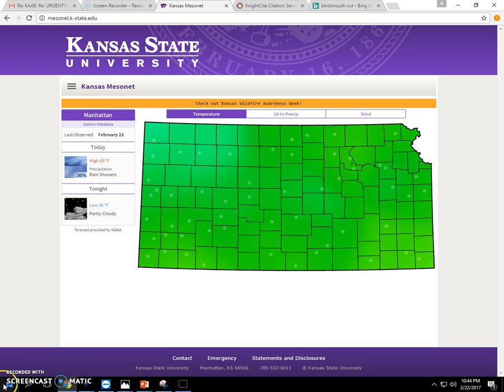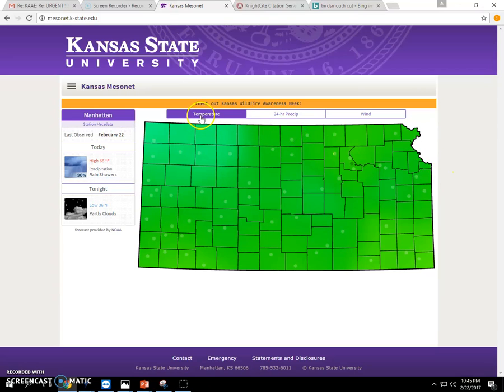Kansas State University's Mesonet is mesonet.k-state.edu. It has several resources on it. A lot of this just looks like a weather database, but if you think about weather, it's a biological factor that makes a huge impact in how we practice things on a horticultural and agricultural level, and of course our state's industry.